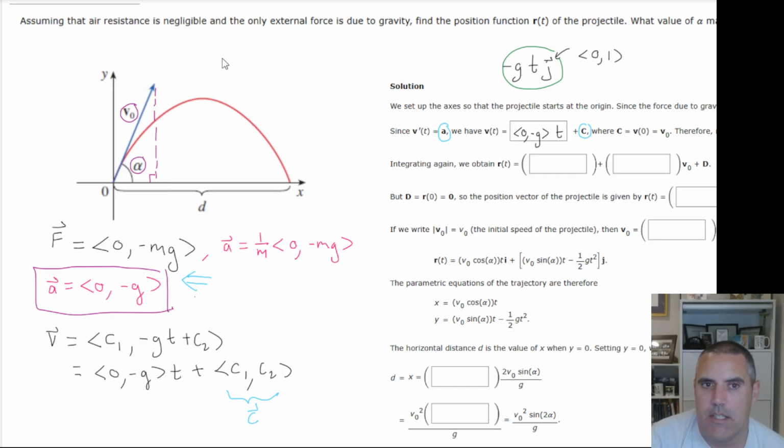And so you're going to say that, well, the x component, or the change in x, so cosine of alpha, is the change in x over v0. So the change in x is v0 times cosine. So this initial x component of velocity is v0 cosine of alpha. And this one right here is going to be, by the same reasoning, v0 sine of alpha.